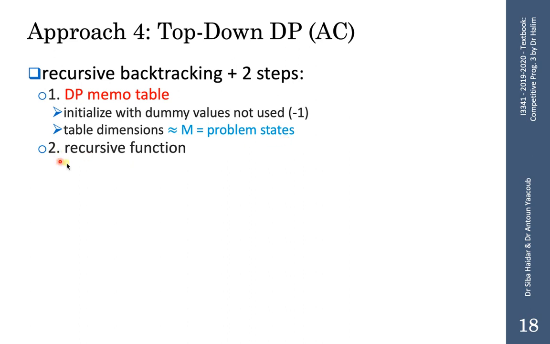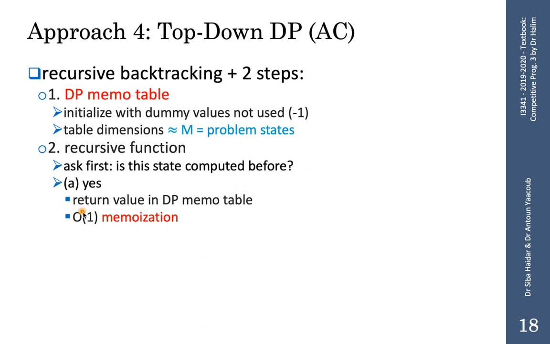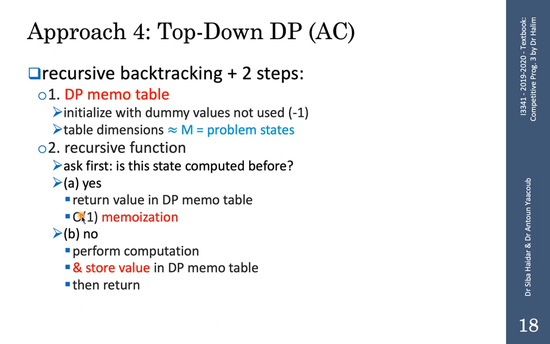Okay. And in the second step, in the recursive function, before we compute any step, we ask first, is this state computed before? Is this a déjà vu? And if the answer is yes, then we return the value that was memorized in the DP memo table. That's why we use a DP memo table. We use memoization. And to return a value that was previously saved in a table, this is the order of one. There is no recursion here. And only if the answer is no, that this state was not computed before, in this case only I perform the computation and I don't forget to store the value in the DP memo table for later queries, and then I return the value.